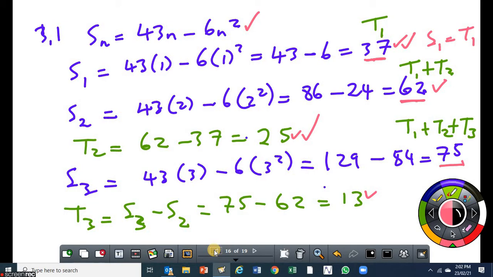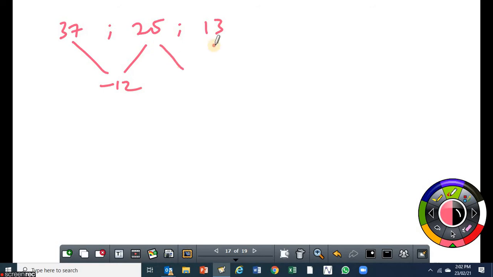So what I'm going to do is on the next page, I'll just write the terms. You start with 37, then you have 25, then you have 13. So the common difference is minus 12. So my first term is 37. My d is negative 12. Now the question will be, what's n now?